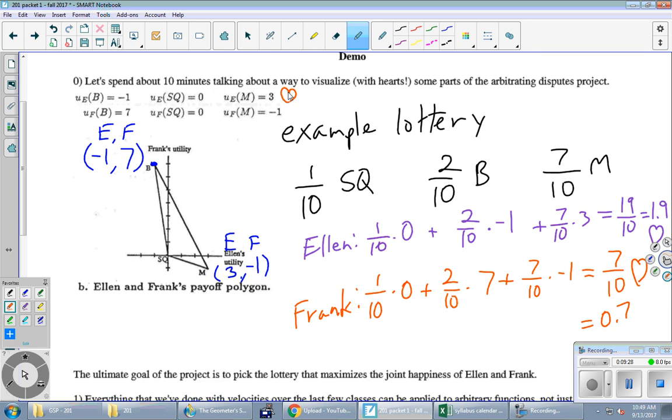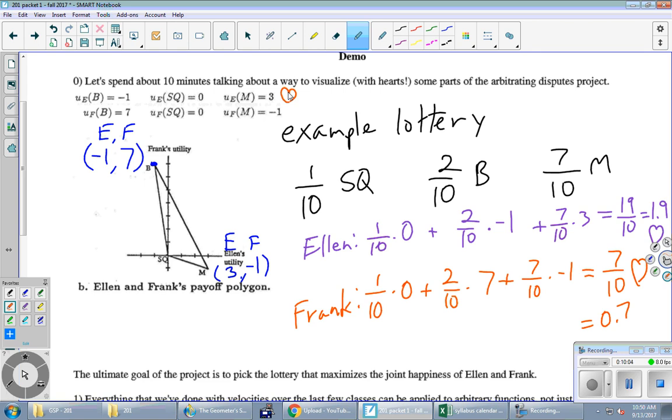Okay, so he's not as happy as Ellen is at the end of the day, but that doesn't mean this is an unfair lottery. Remember what we're trying to do. We're not trying to make them equal. Nobody said equal. We said the joint happiness is supposed to be as big as possible. And maybe 1.9 for Ellen plus 0.7 for Frank, maybe that's the best that we can do, okay? I'm not saying it's the best one, but every single lottery corresponds to some expectation for the average number of hearts for these two folks, and you are going to maximize the joint happiness, but we haven't yet read what that means in terms of a formula, right?